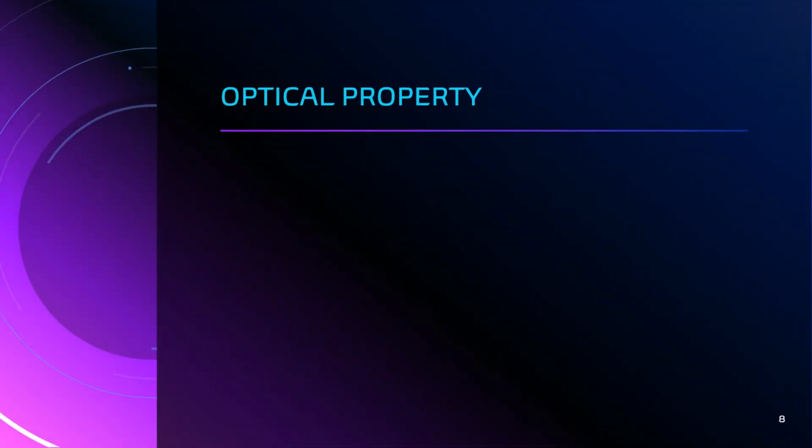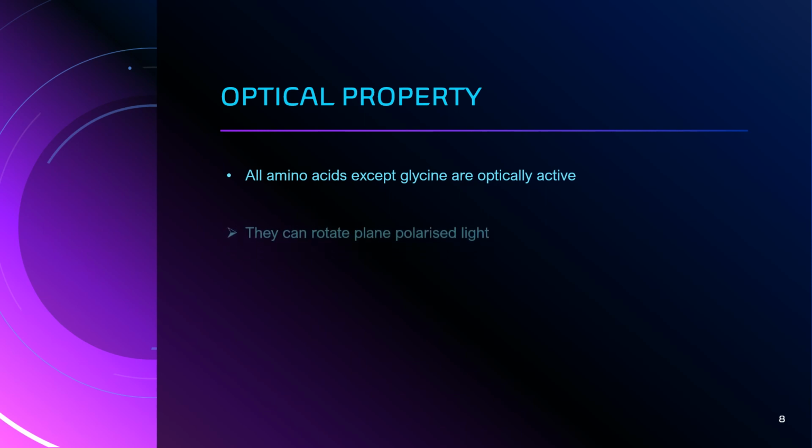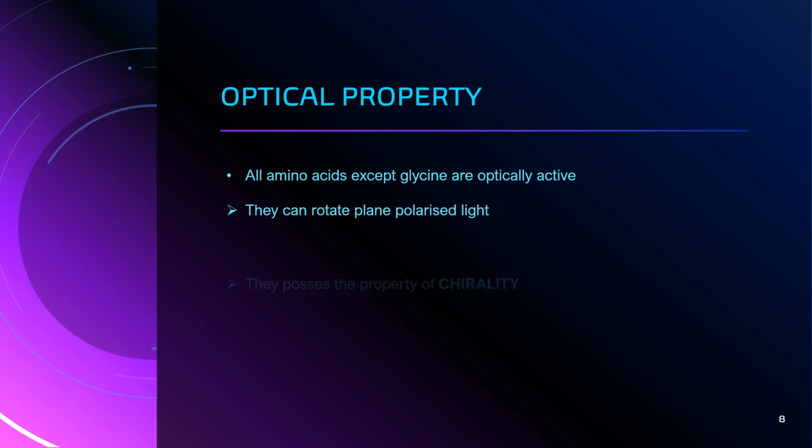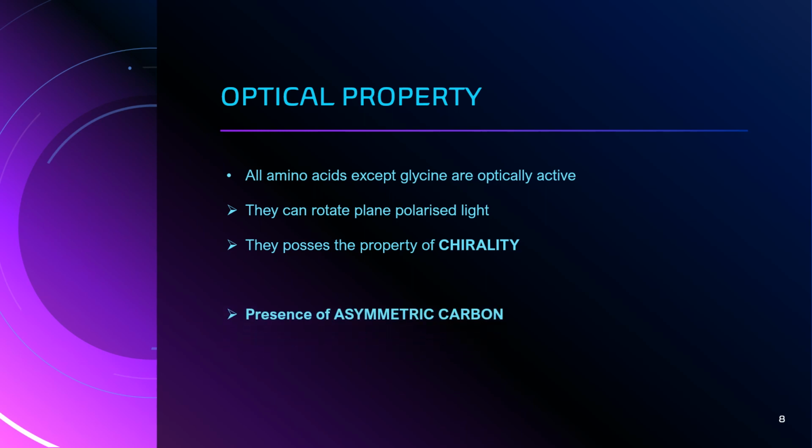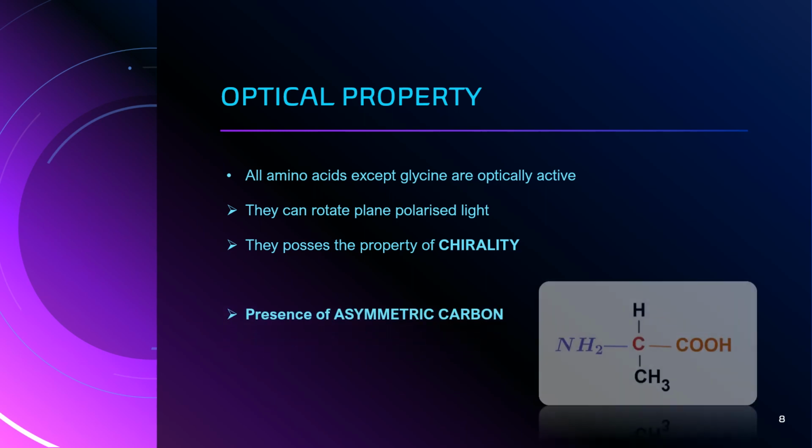Next, about their optical property. As we all know, all amino acids except glycine are optically active. When will any amino acid become optically active? Optically active means they can rotate plane polarized light. But what causes this rotation of plane polarized light? Because they possess the property of chirality. Chirality means the possession of an asymmetric carbon, the presence of an asymmetric carbon.